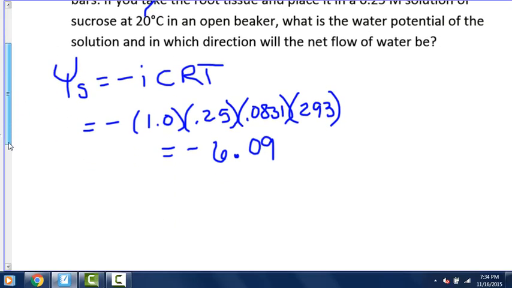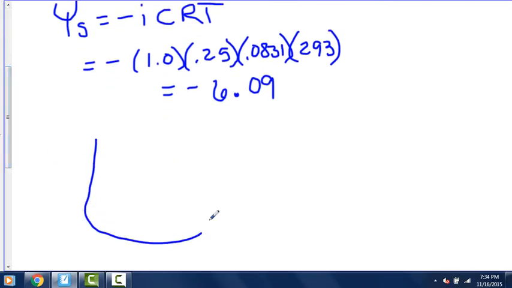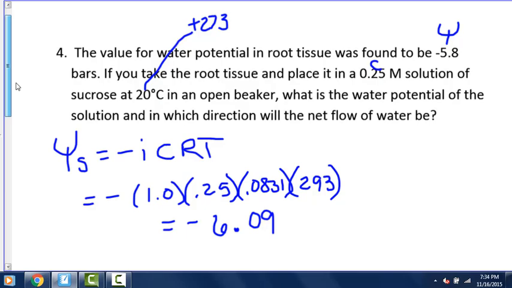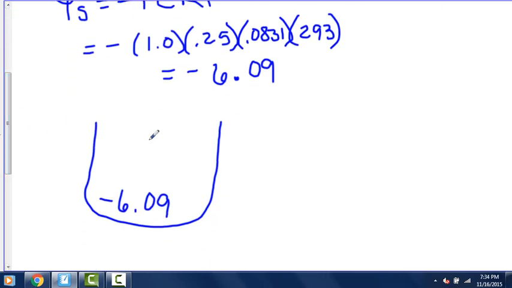So again, this is the solution. Here's my container. In the solution, it's negative 6.09. And then I go back up to the question, and it tells me negative 5.8 is the root tissue. So here's the root tissue that was placed in there. That's negative 5.8. So this is higher, meaning it's closer to 0. This is lower, so there is going to be a net loss of water.